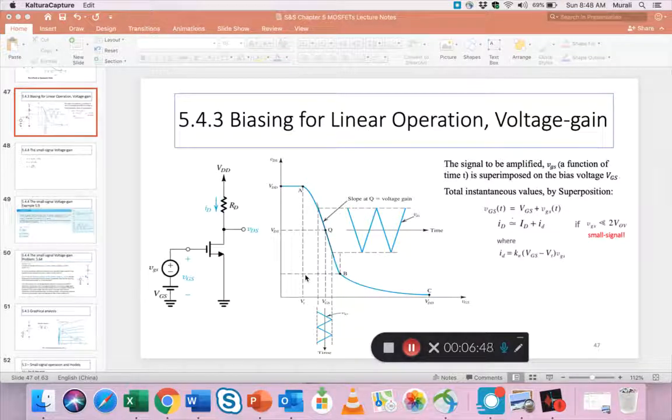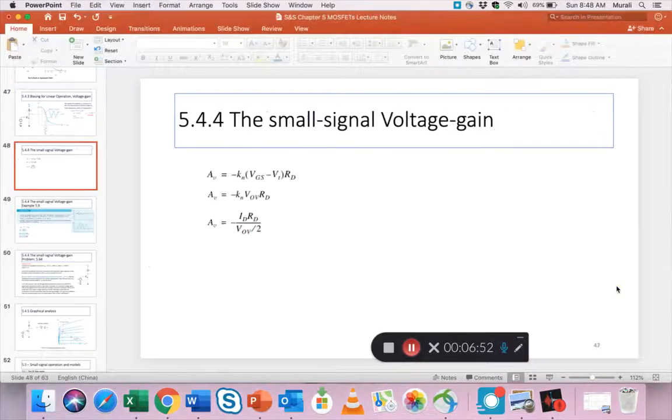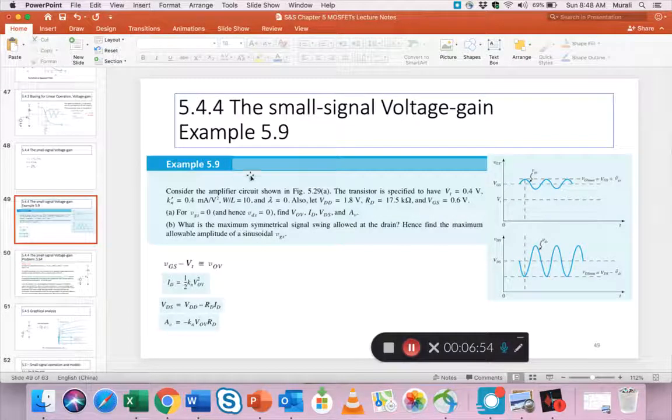Okay, so that's the problem. Let me go back to the problem. So we have all this. Part A again just says zero signal, that means just focus on the DC bias and find all these values.